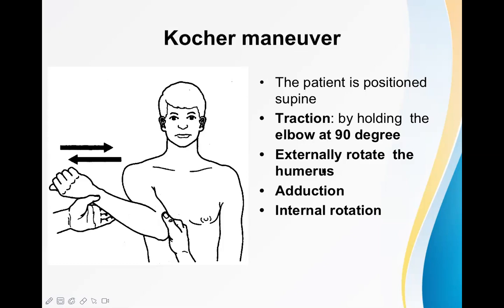At the same time, externally rotate the humerus, just exactly like this shown in the picture. The surgeon will give adduction and internally rotate the shoulder as well. And after all this procedure, the shoulder joint will relocate into the glenoid cavity. So this is known as Kocher maneuver, very commonly done in clinical practice. So these are the different techniques by which reduction of dislocated shoulder joint is done.